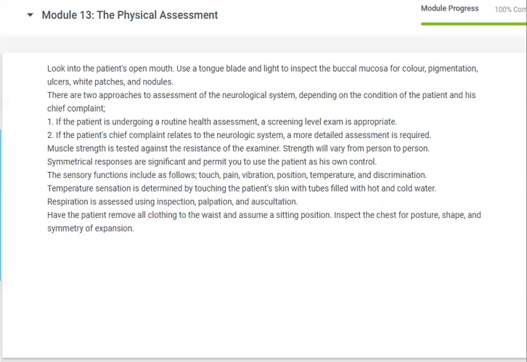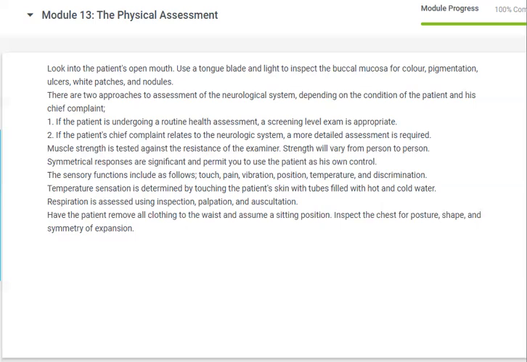The sensory functions include as follows: touch, pain, vibration, position, temperature, and discrimination. Temperature sensation is determined by touching the patient's skin with tubes filled with hot and cold water.